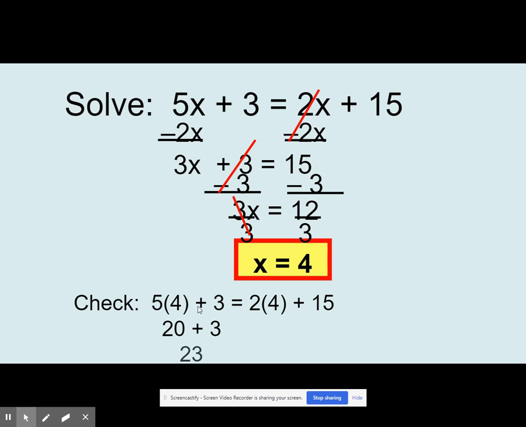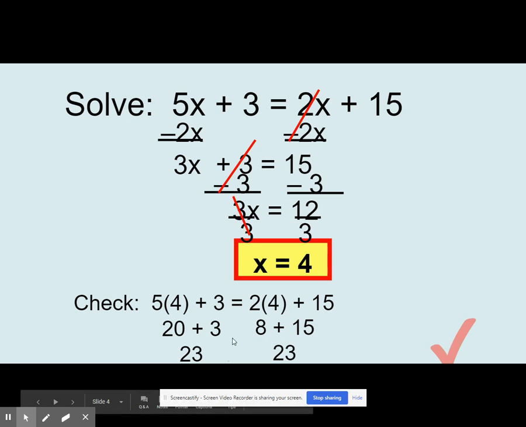So like I said, you could substitute in and try. If you put 4 in for x, 5 times 4 is 20, 20 plus 3 is 23. So if we did this right and 4 is correct, then when you put 4 in for this x, you should also get 23. 2 times 4 is 8. 8 plus 15 is 23. So both sides were the same, so we got it right.